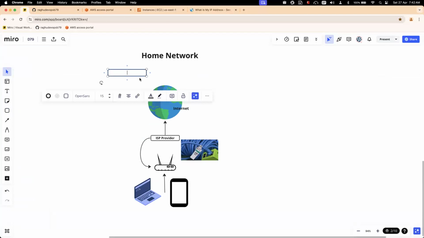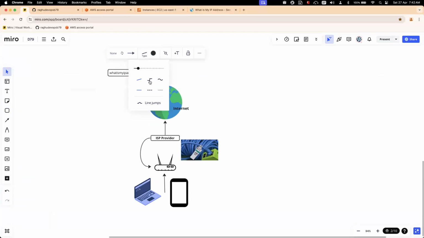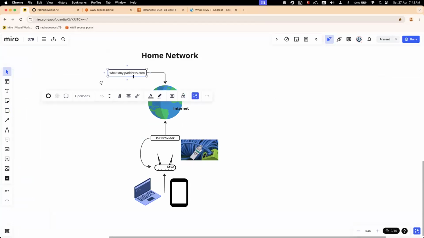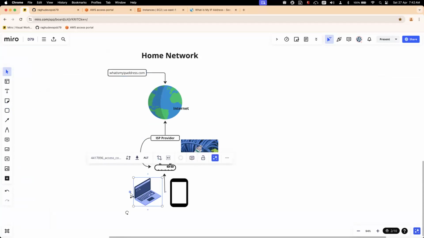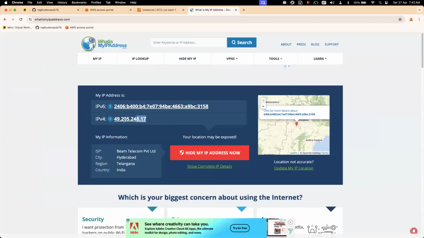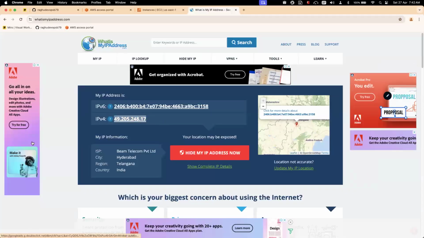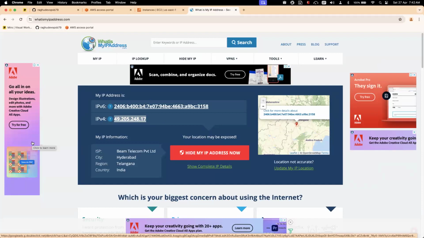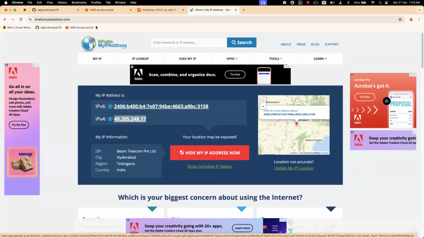Okay. So what is this? What is my IP address.com? So this guy is actually trying to access my laptop. So when you open this particular address in your laptop, that means you just hit this particular website's address, and that website is trying to reach your laptop from the internet, and it identifies your IP address as 49.205.248.17.